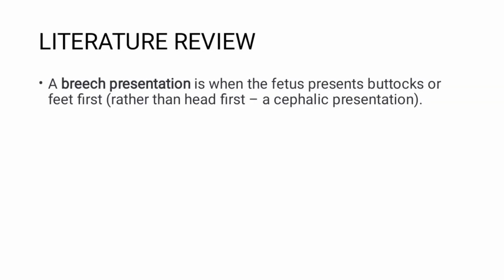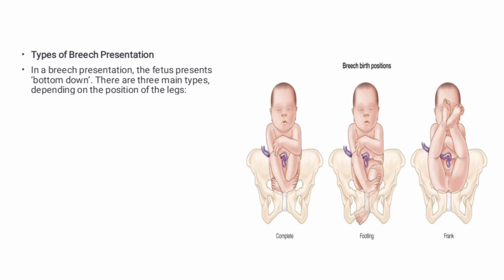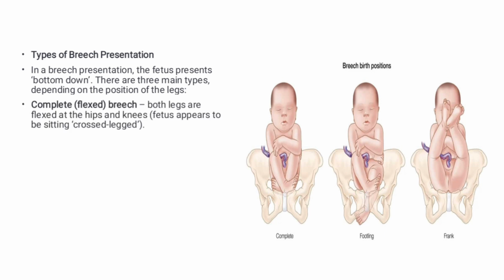Okay. Then for the literature review, breech presentation is when the fetus presents buttocks or feet first rather than head first, which is the commonest and is known as a cephalic presentation. Okay, so these are the breech positions. Like we said, the fetus presents bottom down, and there are 3 main types. So we have a complete one.